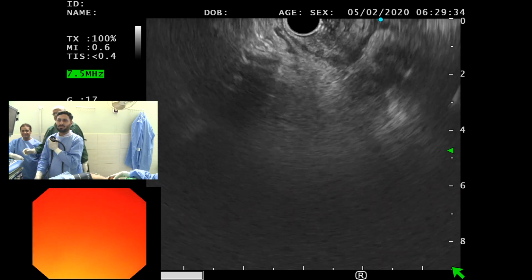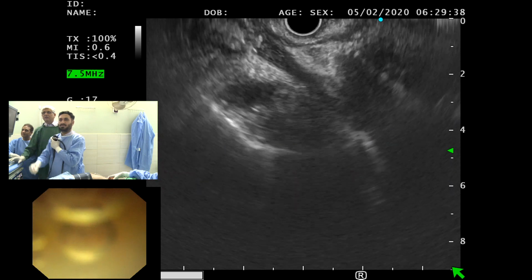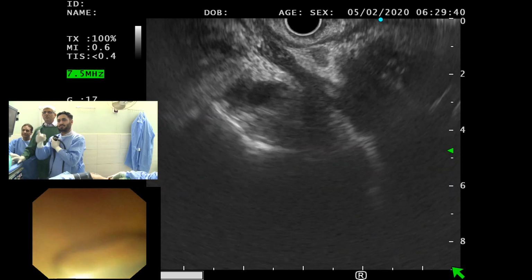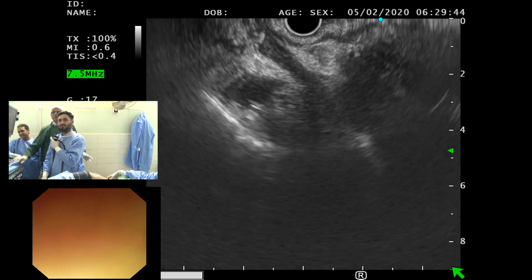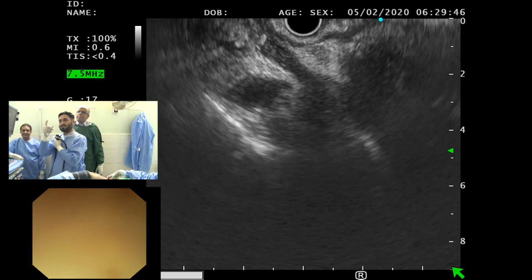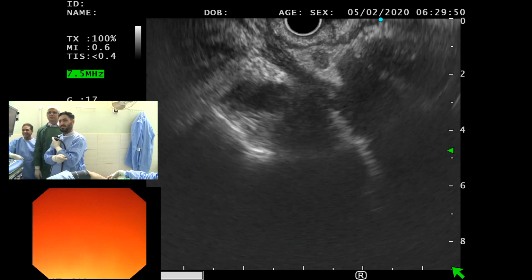But that's not what we are really interested in. We saw one lymph node, so we'll come back. Yeah, we saw one. But I'm not too sure whether that's inflammatory, or it looks more inflammatory to me. This lymph node is parapancreatic, just next to the uncinate.